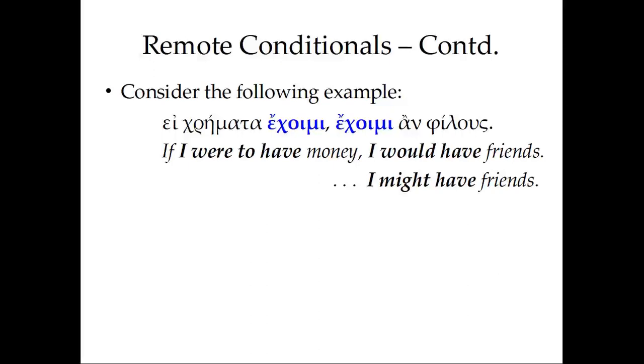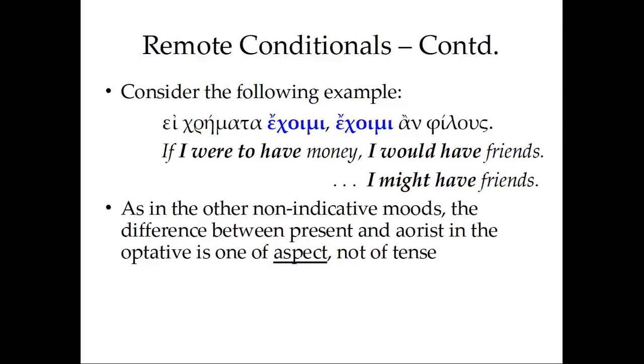I might have friends. Again, there are different ways to translate this, but the important thing is that, seeing the optative on both sides of the conditional sentence here, we know that we're dealing with a future possibility. It's remote, but it's still a future possibility. As in the other non-indicative moods, that is the imperative and the subjunctive, for instance, the difference between present and aorist in the optative is one of aspect, not of tense.